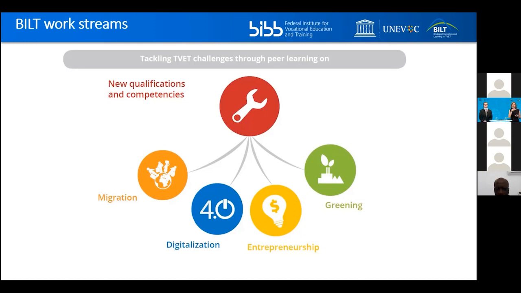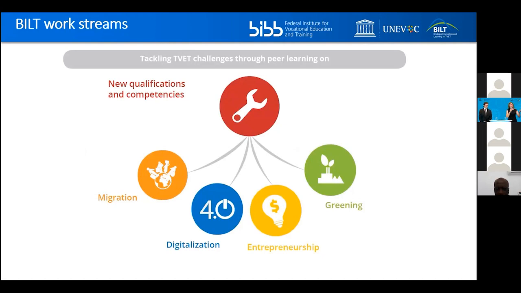And of course, these requirements constantly change, and therefore TVET stakeholders must continuously identify new qualifications and competencies, and they must continuously update curricula, training regulations, and occupational profiles according to these new qualifications and competencies. In this way, TVET remains an attractive and relevant career path. Now, this overarching topic is underpinned by 4 work streams. These are migration, digitalization, entrepreneurship, and greening.